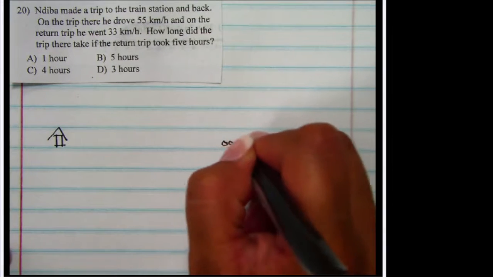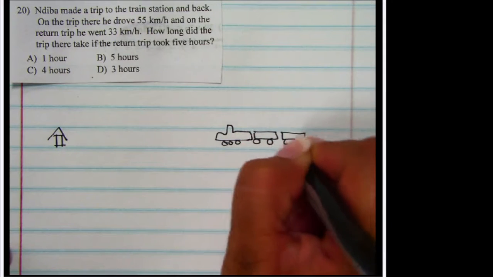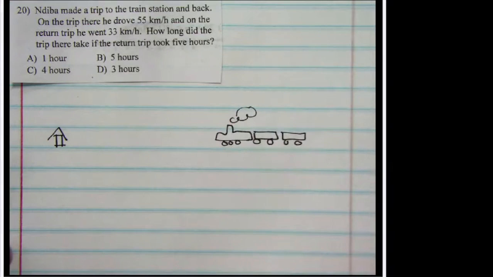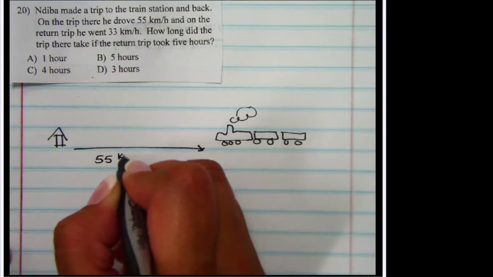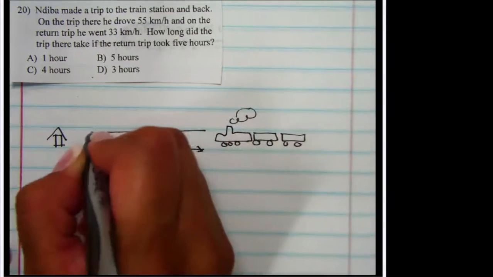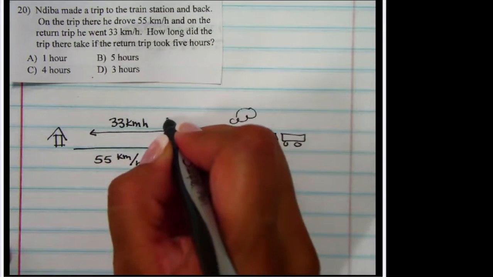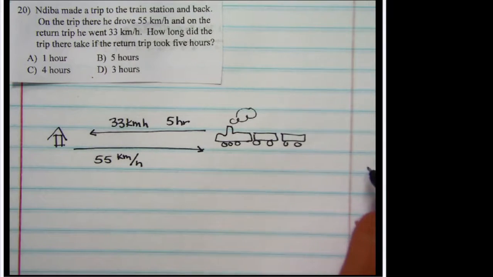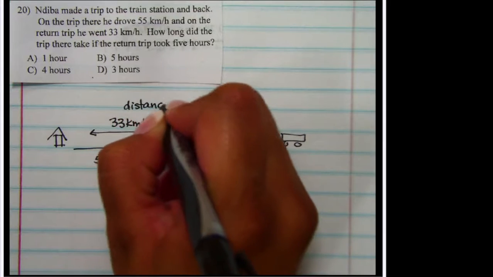Now, word problems are always challenging for me, and so the only way that I can think of to help out is I'm going to do a little drawing. So there's my home, and here is the train station. Okay, that is a very ugly little train, but there's the train station. So when he was going to the station, he drove at 55 kilometers per hour, and on the way home, he went 33 kilometers per hour. But he did this trip in 5 hours. We need to figure out what the distance is between his house and the train station.